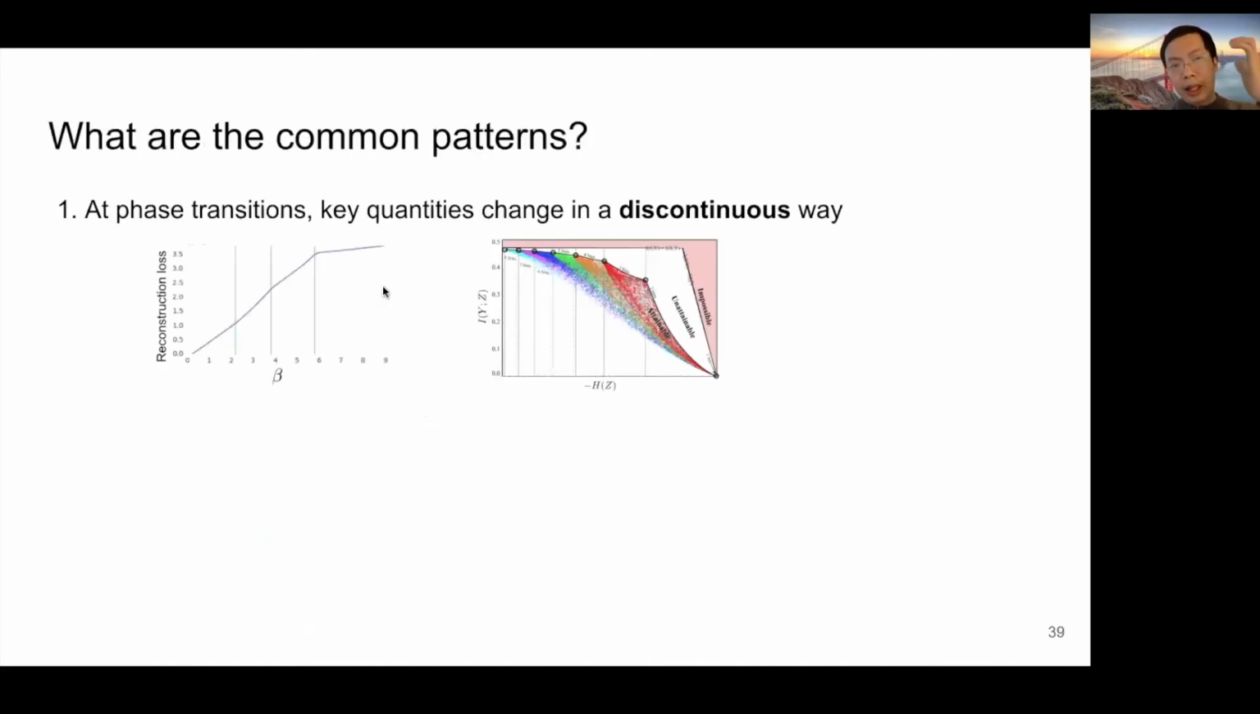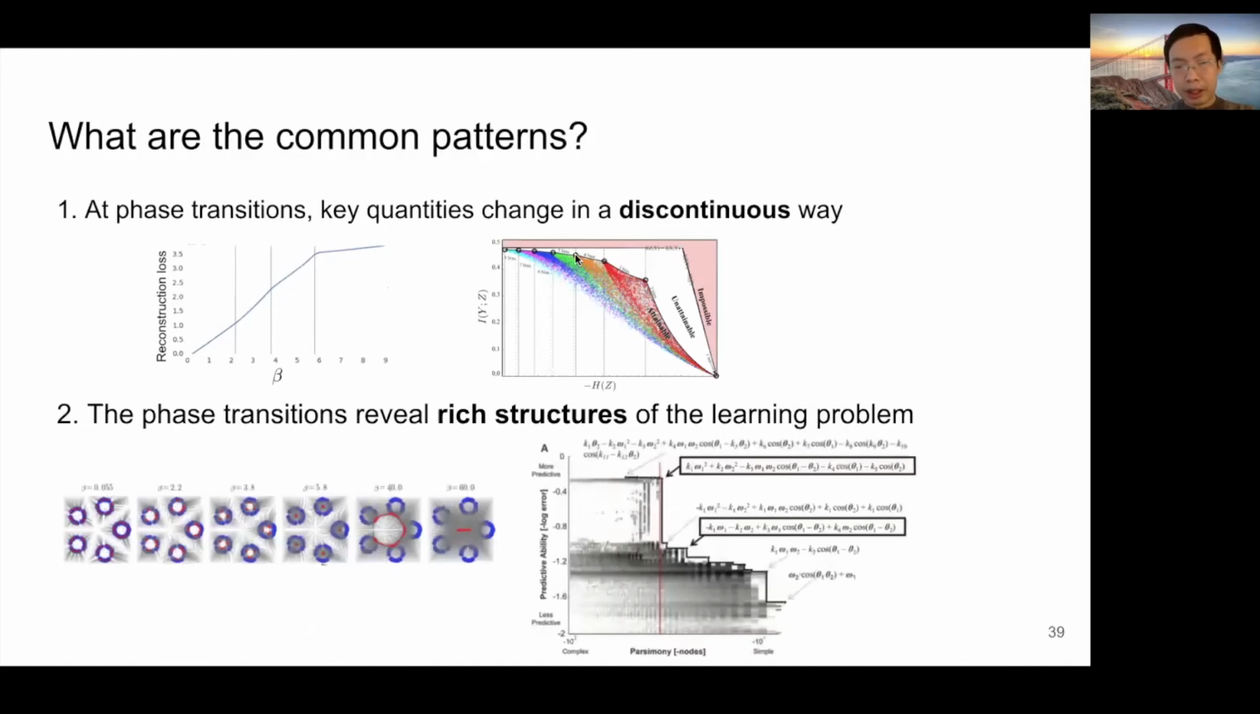So what are the common patterns of these different scenarios? We can see that when we tune the beta, these changes are not continuous. Instead, there may be some kinks. And at these kinks, some key properties change in a very interesting way, and it may reveal some rich structures of the learning problem.